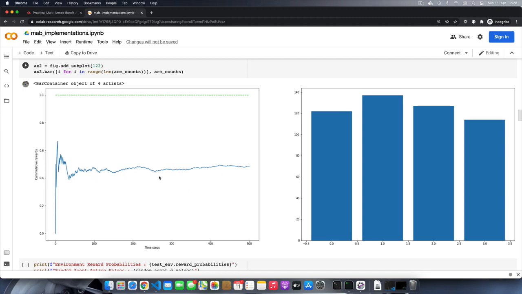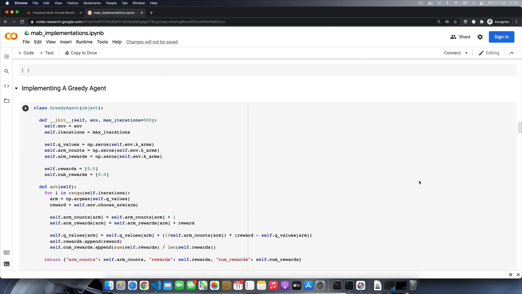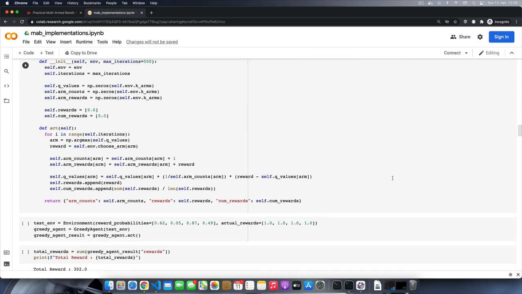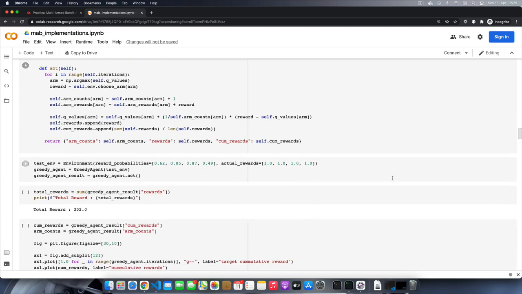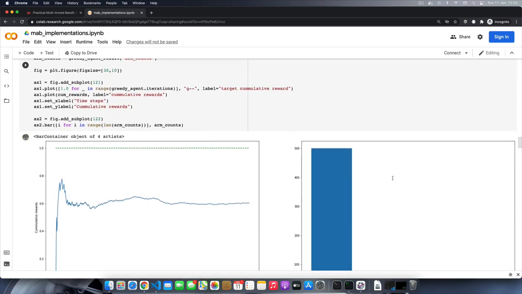We make a plot of how the reward increases over time, and we also make a plot to see what the agent is basically doing in terms of how it chooses each arm or each option available to it in the NAB problem. And so after the random agent, I also implement the greedy agent with you. So the greedy agent is at the far end of the random agent. The random agent behaves randomly, while the greedy agent behaves greedily.